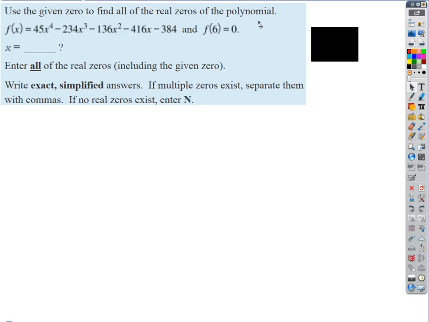Okay, so we've got this big function. We know that if 6 is a 0, we could factor out an x minus 6 by dividing this function synthetically and inputting 6. So that means if I put this 6, and I don't put a -6, do I? Because 6 is the 0, the factor would be x minus 6. So our 6 goes out there, our coefficients are 45, -234. What happens if I'm missing a power of x? Got to put a 0 coefficient.